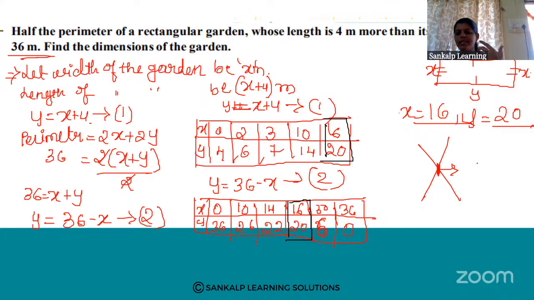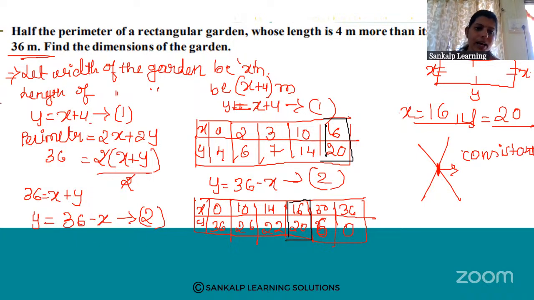So when two lines are intersecting, it has a unique solution, right? It has a unique solution and the pair is consistent here. Okay, so the pair is consistent.